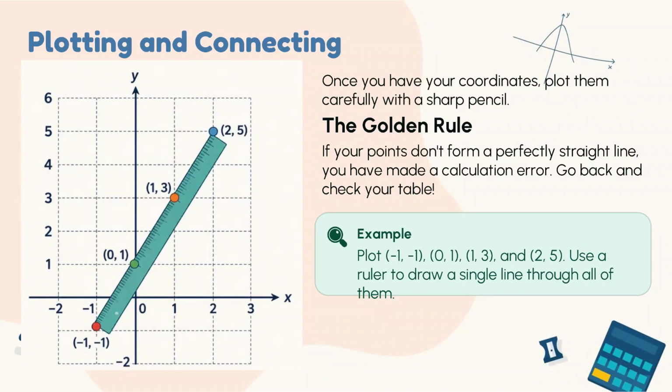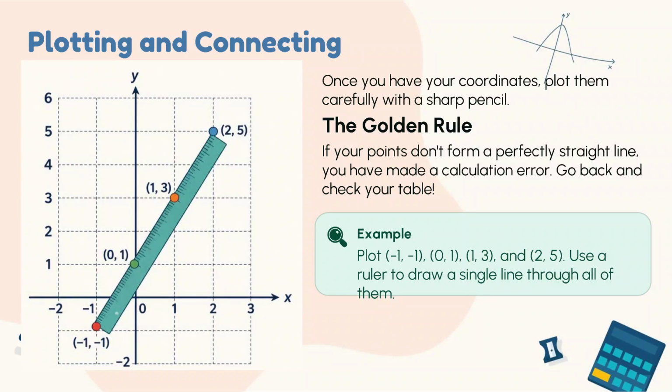-1, -1, 0, 1, 1, 3, and 2, 5. Use a sharp pencil and plot each point as accurately as possible. Then use a ruler to draw one straight line through the points.